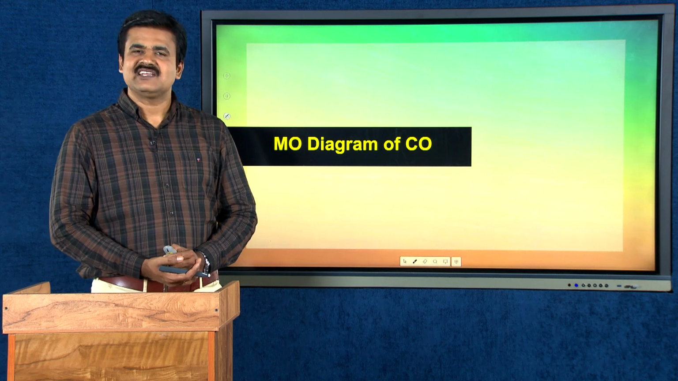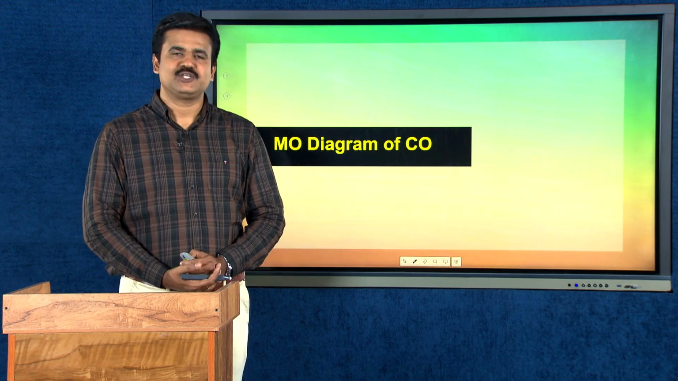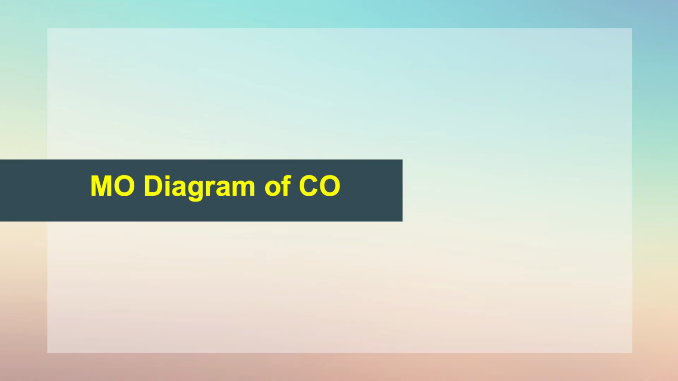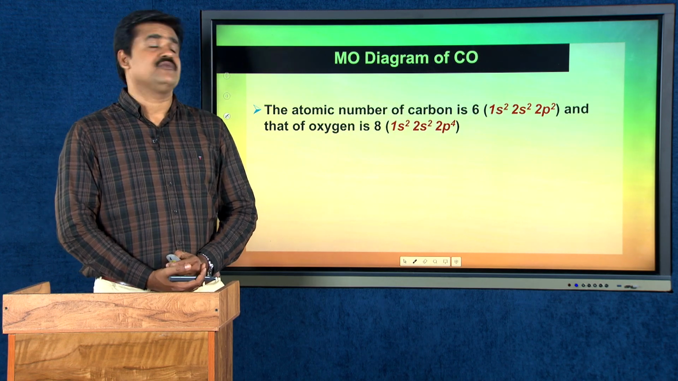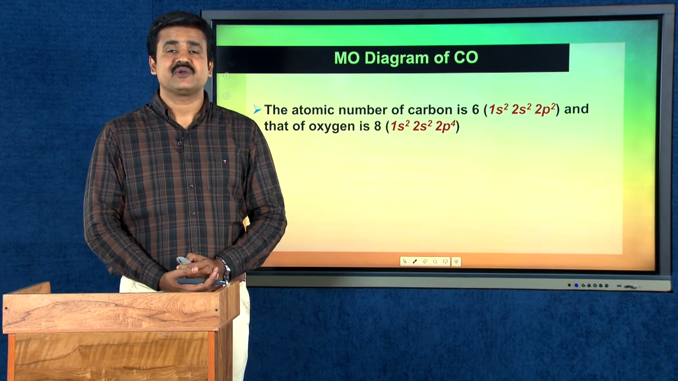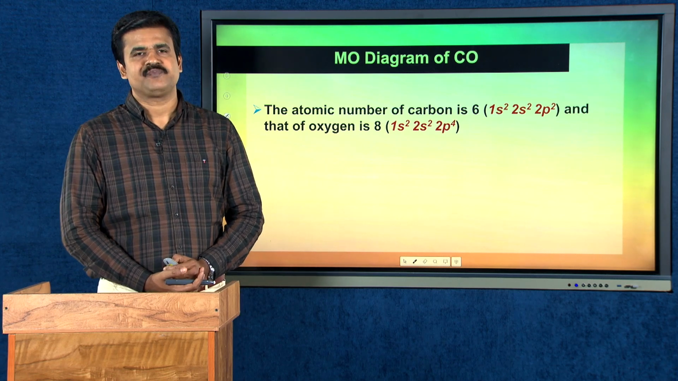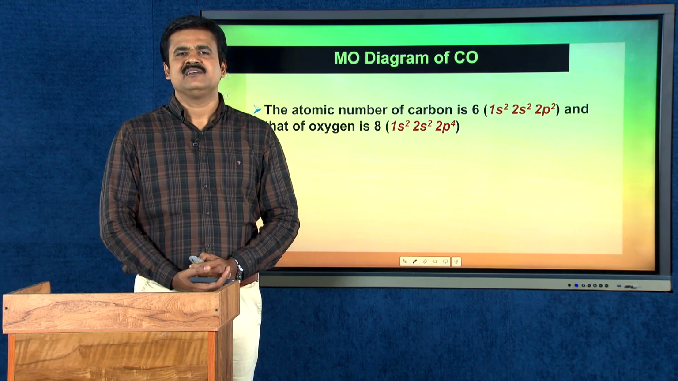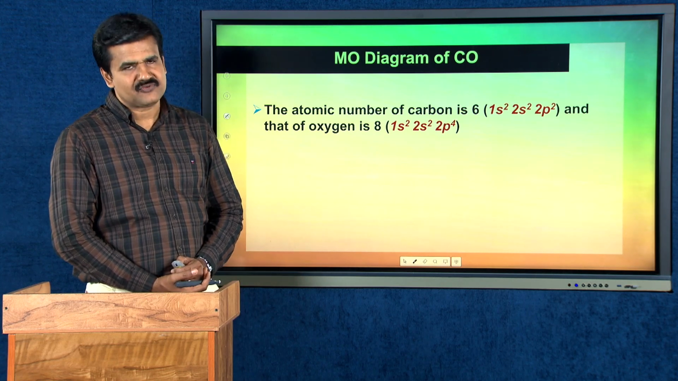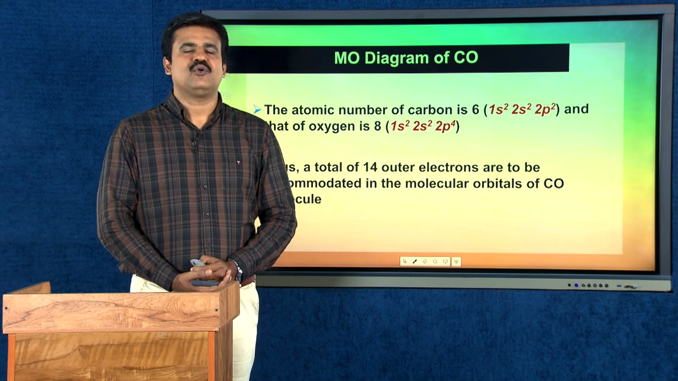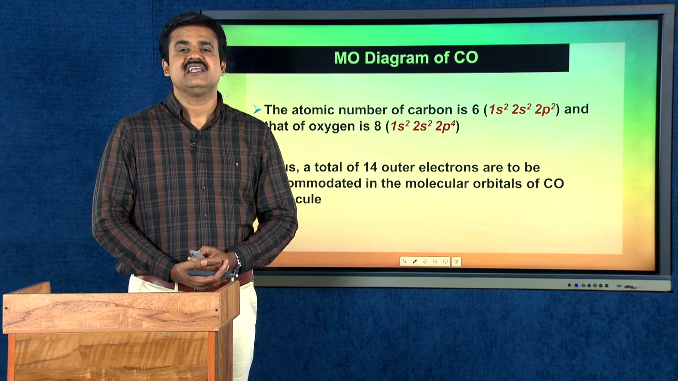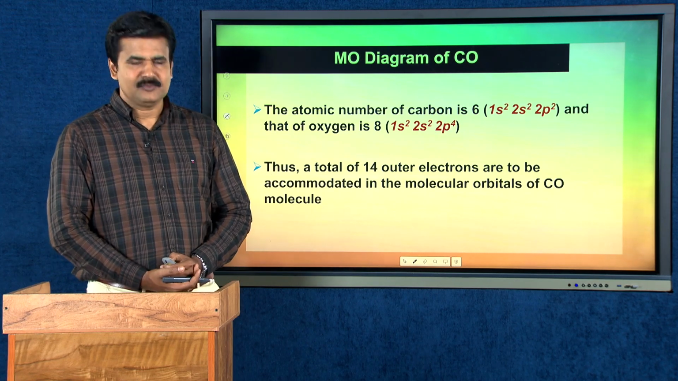Now, we are entering into another heteroatomic diatomic molecule, that is carbon monoxide, and we are now focusing on the molecular orbital diagram of carbon monoxide. The atomic number of the first element carbon is 6 with electronic arrangement 1s2, 2s2, 2p2, and the atomic number of the second element oxygen is 8. The configuration is 1s2, 2s2, 2p4. So, in the MO diagram of the carbon monoxide molecule, a total of 14 electrons are to be accommodated in the molecular orbitals of the carbon monoxide molecule.